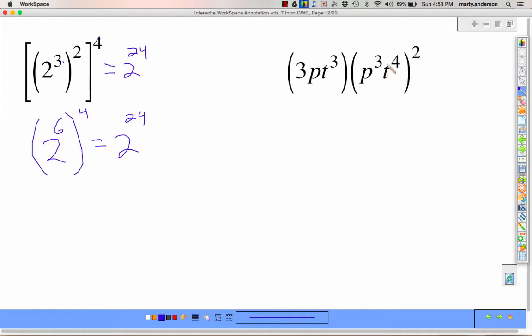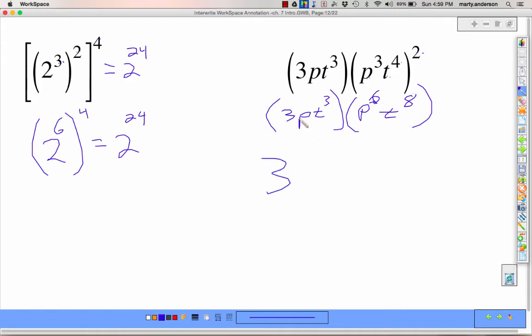This guy over here, order of operations, these are in parentheses. These are being raised to the power. I need to raise these to the power first. So I'm going to have 3p cubed. P cubed squared. Raising a power to a power, we multiply, 6 times. P cubed and P cubed, that will be 6 total. T to the 4th squared, T to the 8th.